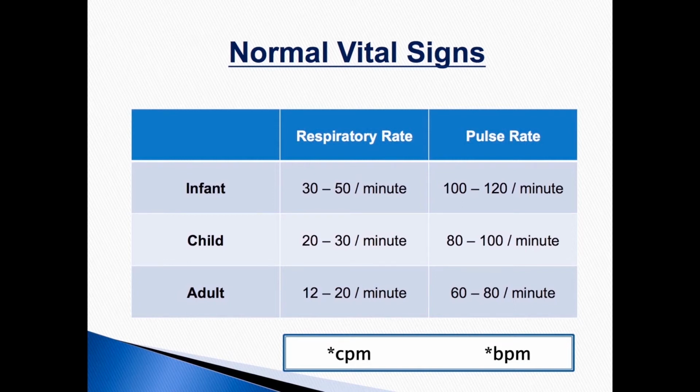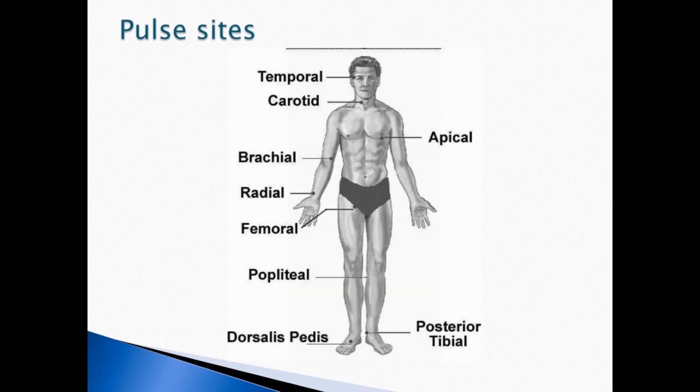The normal range for pulse rate for infant is 100 to 120 beats per minute. For child, 80 to 100 beats per minute. And for adult, 60 to 80 beats per minute. We have 9 different pulse sites: temporal, carotid, apical, brachial, radial, femoral, popliteal, posterior tibial, and dorsalis pedis. We palpate pulse using our index and middle finger.